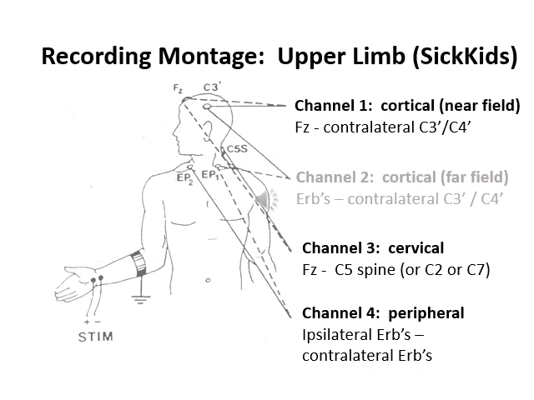At SickKids, we only record 3 of the 4 channels, and we do not record the cortical far field montage. And so we only have a cortical, a cervical, and a peripheral recording. We are still able to localize within the upper limb somatosensory system using these 3 montages.